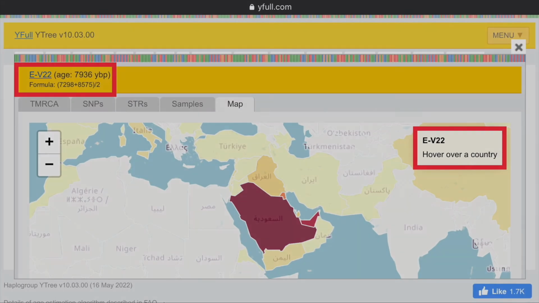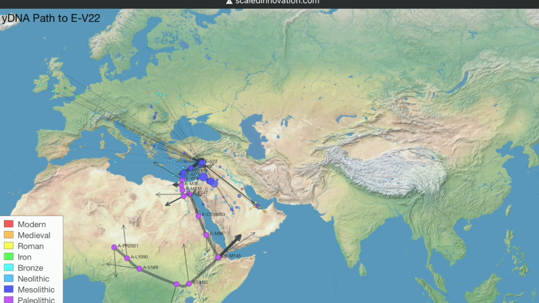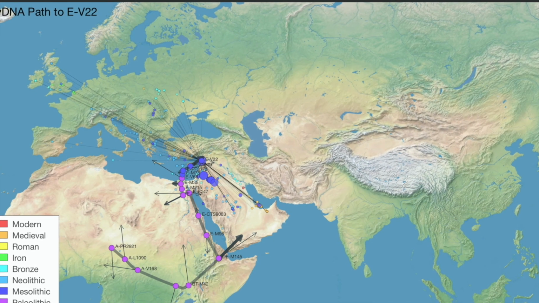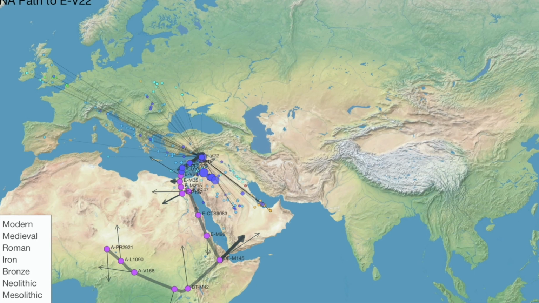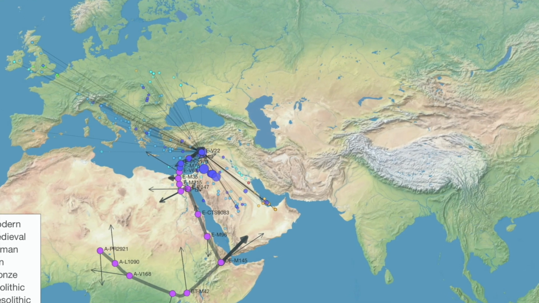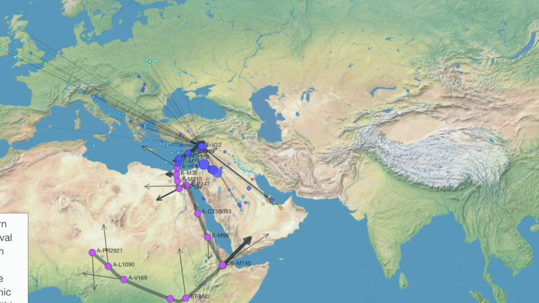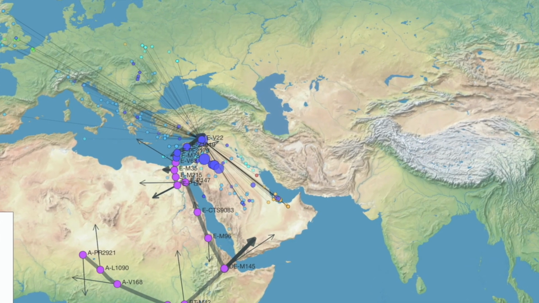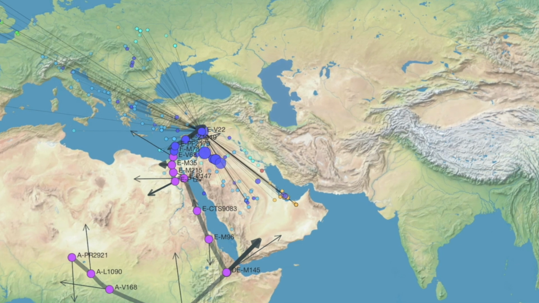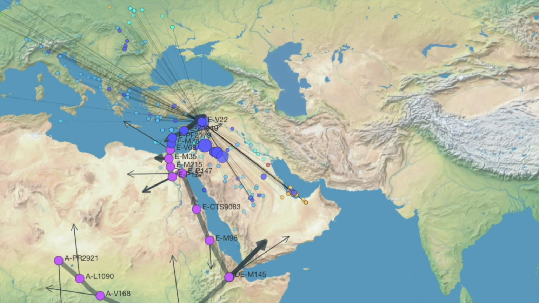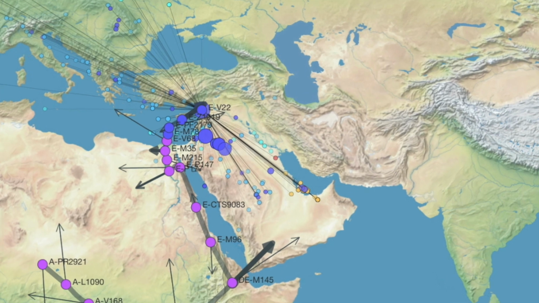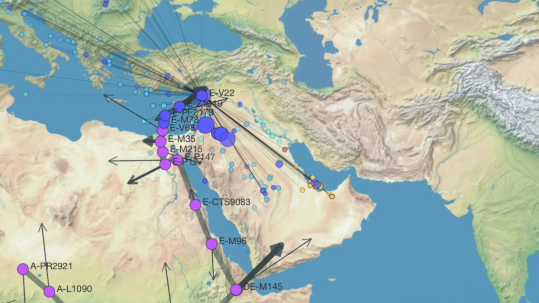If you type in Y full Y tree E-V22, you'll see a very high distribution of E-V22 in the Arabian Peninsula among Arab populations. Also, if you type in S&P tracker, you'll see an even distribution of E-V22 in both the Arabian Peninsula and the Middle East, as well as the Mediterranean. And the dispersion point for E-V22 and all its descendants is again within the Levant, the homeland of Semitic populations. So plenty of Arab and Jewish populations carry haplogroup E, and Abraham could be a downstream of haplogroup E-V22.